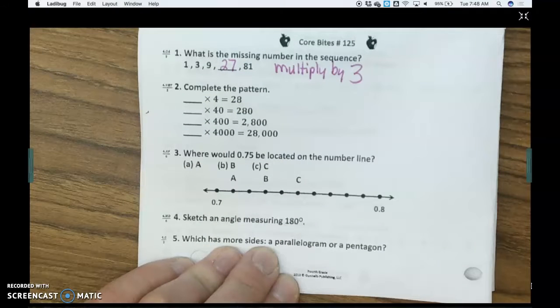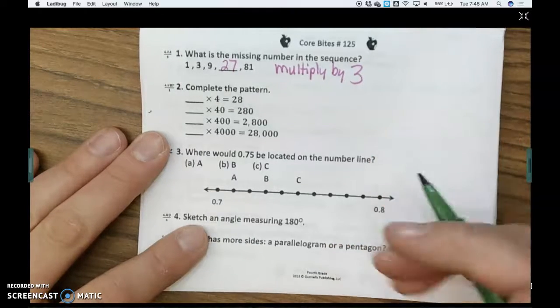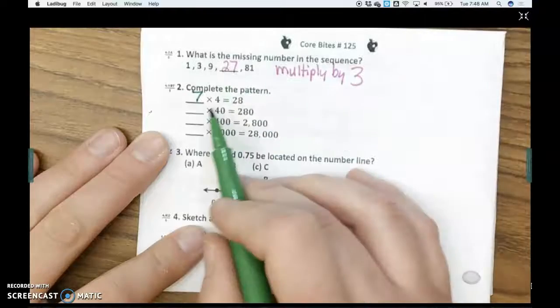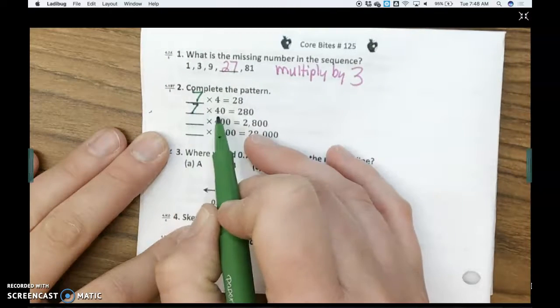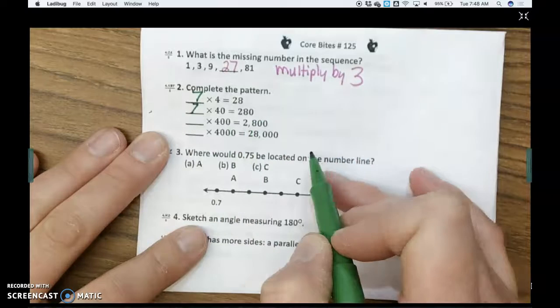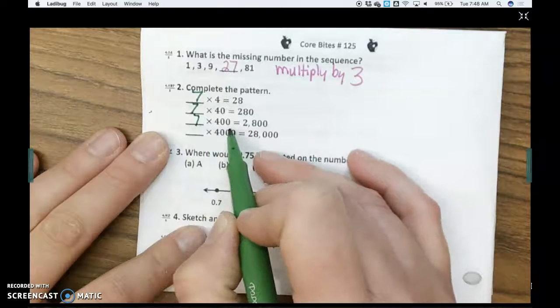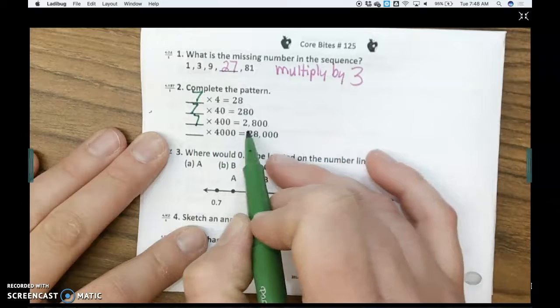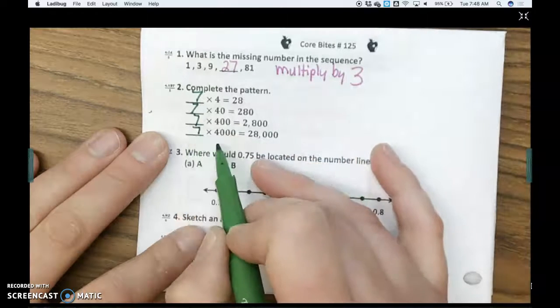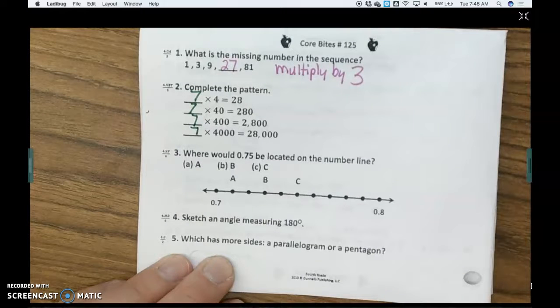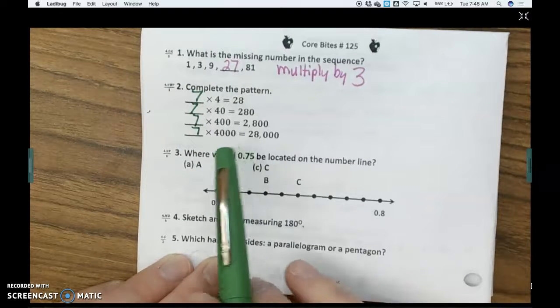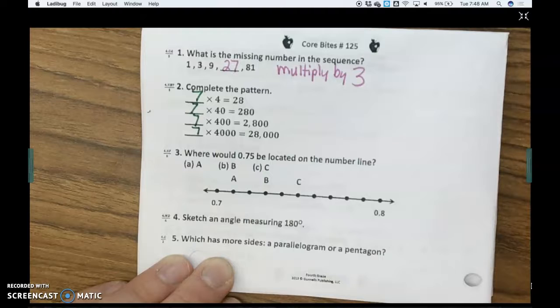For number 2, complete the pattern for the missing number here. So if you know your multiplication tables, that's going to help you with this. So we know 7 times 4 is 28. All they're doing is adding a 0. So 7 times 40, add the 0, 280. 7 times 400, 28, add the 2 zeros, 2,800. 7 times 4,000, 28, add the 3 zeros, 28,000. So you're just multiplying each of those by 7 with the larger place value because you add that 0.